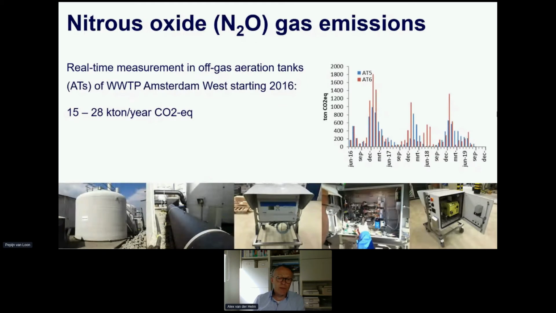And it's important because nitrous oxide is a potent greenhouse gas. So what we did is, for over 5 years already, measure it in real time, and we found that it changes per year, but it's 15 to 28 kiloton per year CO2 equivalent. It's large because it amounts to approximately half of our total climate footprint as a water utility. So it's really relevant, and we wanted to do something about this.